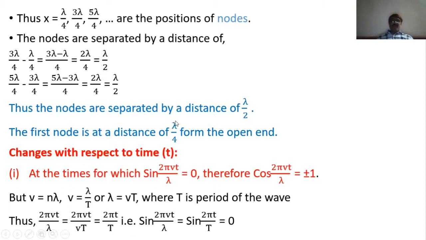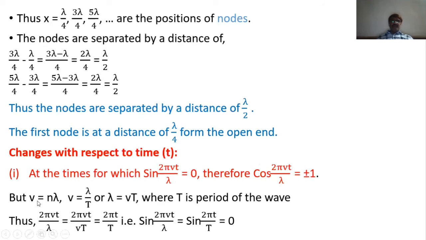Now, if we are looking at the changes with respect to time t, we will find two stationary events. Okay, and that will be obtained simply by putting the sine function equal to 0 or the cosine function equal to 0. Let us take as a first case the times for which the sine function is equal to 0. That means sine 2 pi vt by lambda equal to 0. That is, cos 2 pi vt by lambda equal to plus or minus 1.